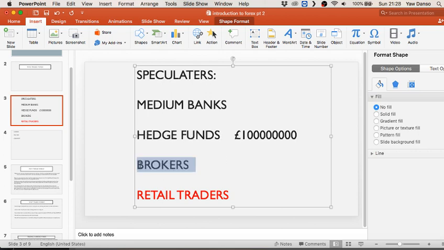And then you have the brokers. Now, these people, the reason why I put them there is because they don't make as much as the hedge funds, but they do make a lot because we, the retail traders, trade through them. So, if we are going to trade the market, we have to have access to these people.